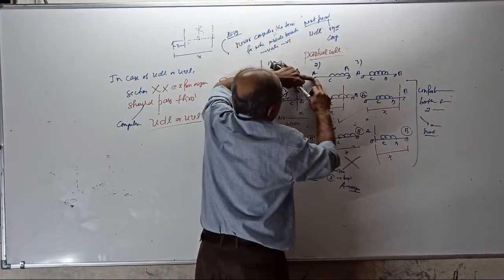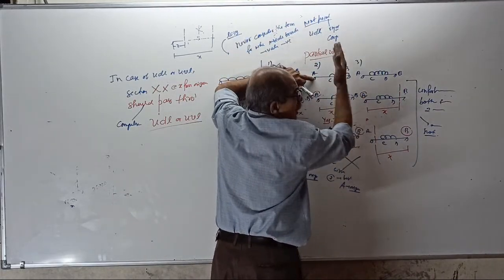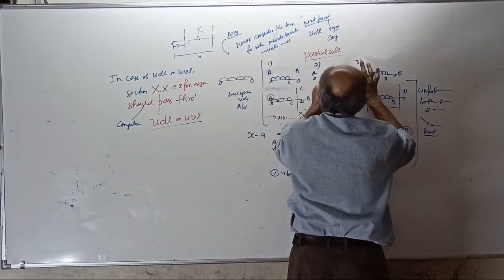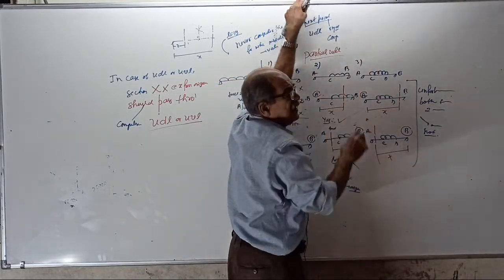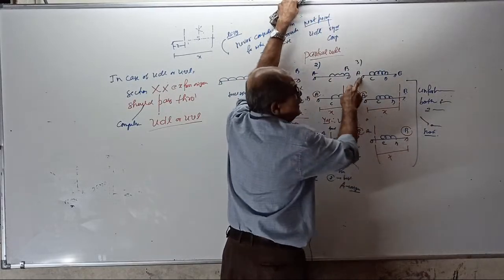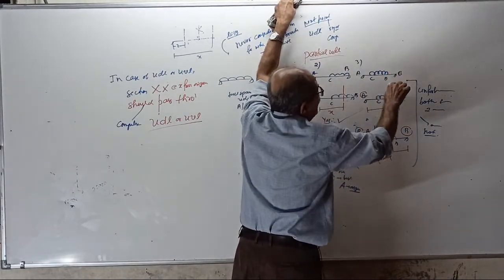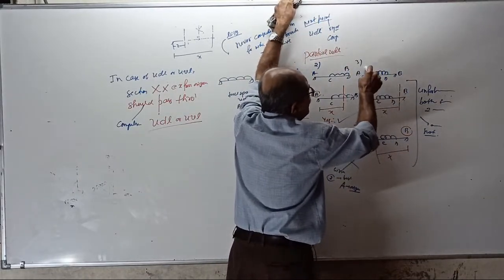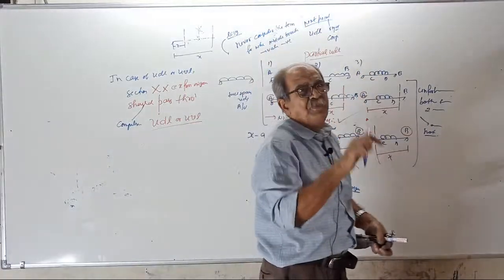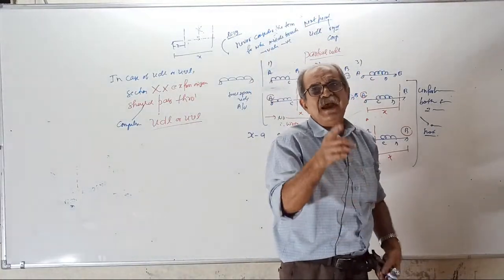Here, with A as origin, the section passes. Okay, done. With B as origin, it will not pass. So A origin is better. But here, with A as origin, the section should be here. With B as origin, the section should be here. For both options, the origin should be at the extreme end.